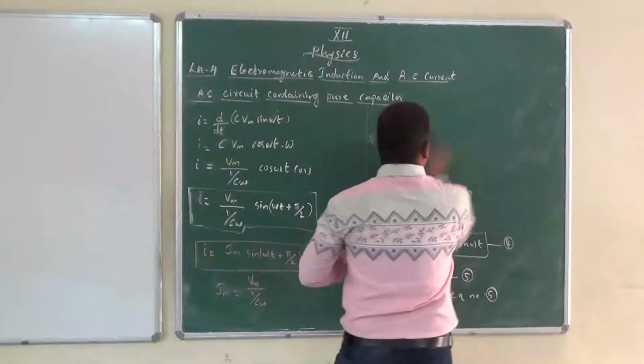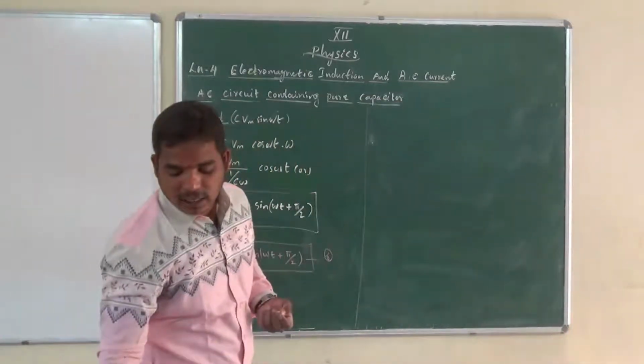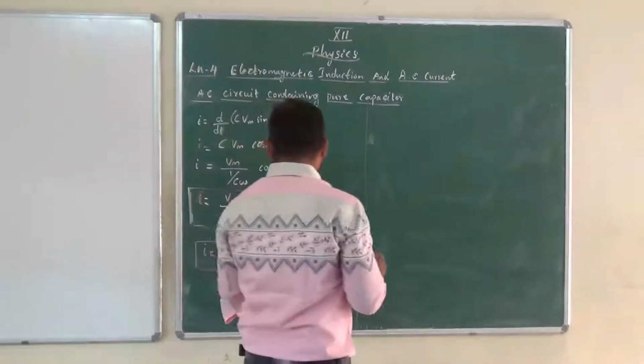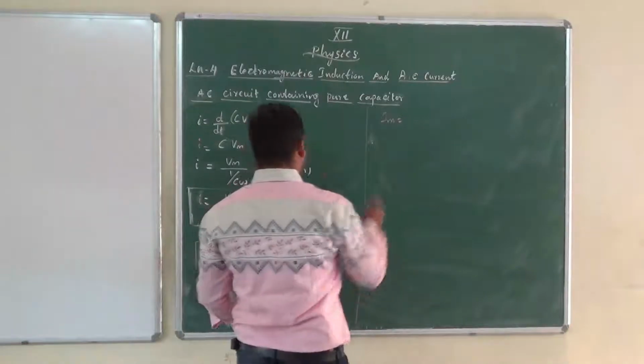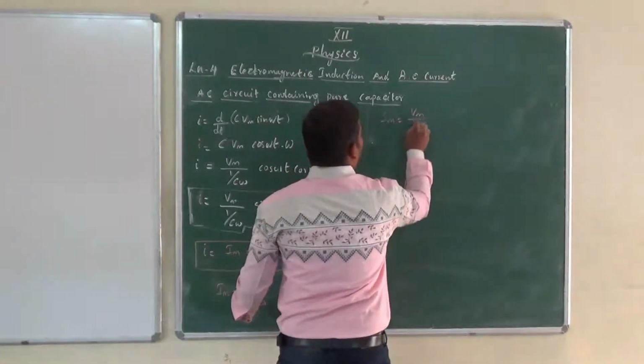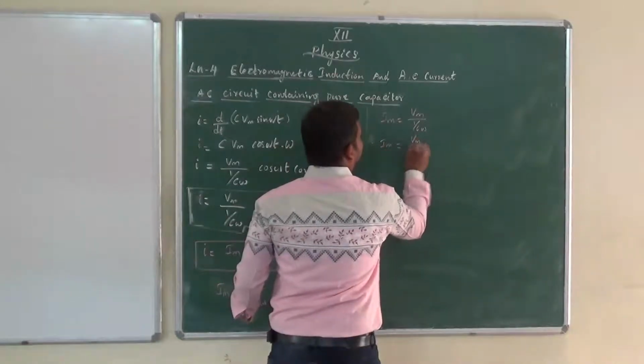Next, two more concepts are there. What are the two more concepts? One is the diagram of the resistor circuit. So Im equals Vm divided by 1 by C omega, and Im equals Vm divided by R.